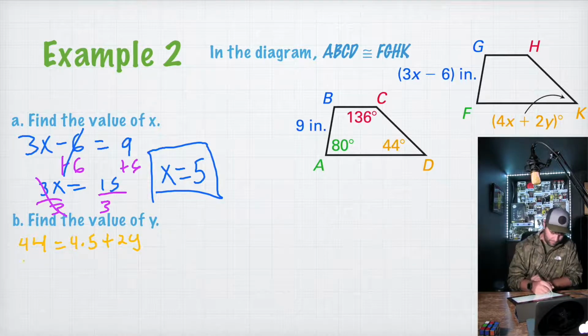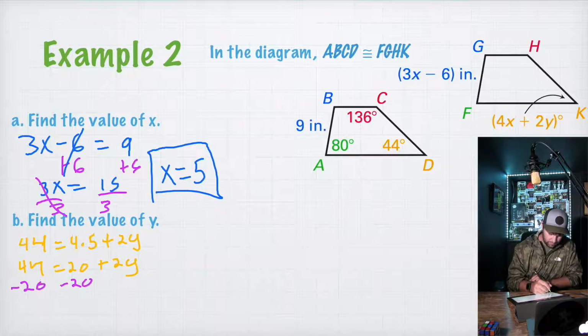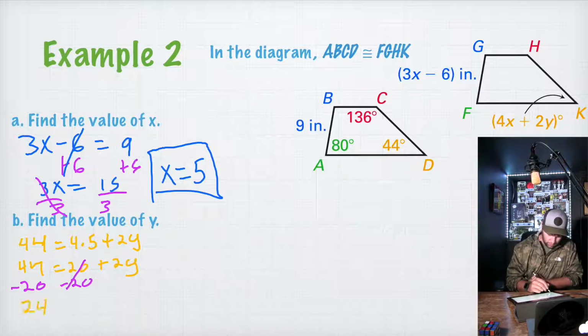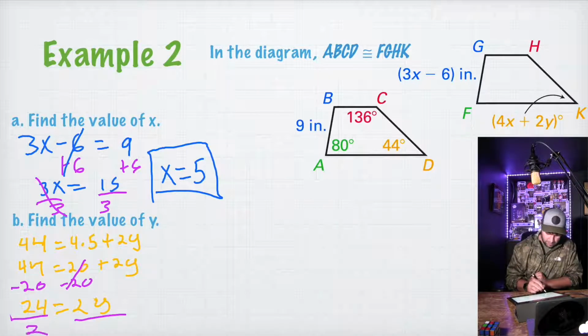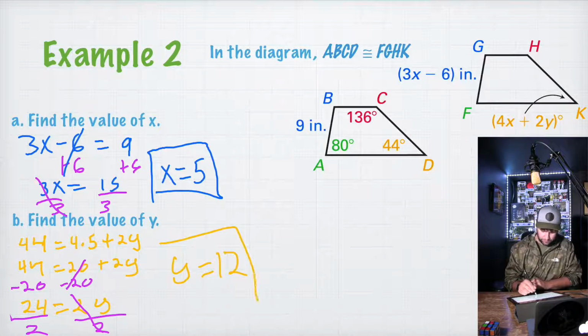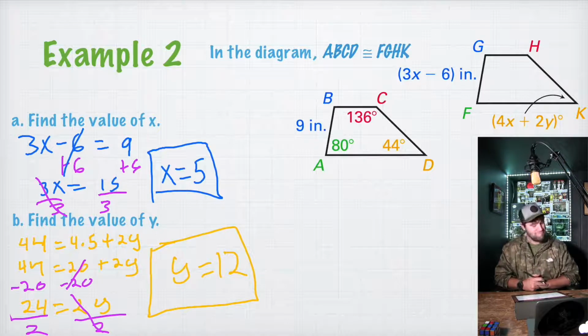44 equals 20 plus 2y. Okay? Subtract 20 from each side. These 20s cancel out, and we're left with 24. 24 equals 2y. Divide each side by 2. These 2's are going to cancel out, and y equals 12. Okay, and that's all. Once again, not bad work.